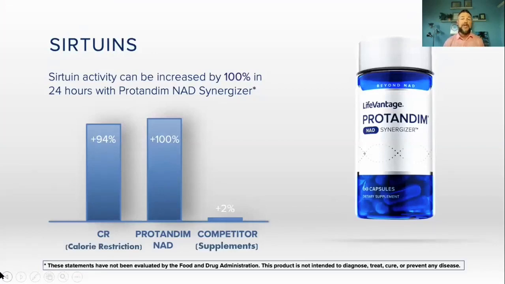Now, you can accomplish a similar thing inside the body by going on what we call a calorie-restricted diet. That's like 800 calories a day. First of all, that's hard to do. Second of all, you're probably not getting all the nutrients you need to maintain a healthy body anyway. So that's not always a good option. And as I mentioned, our competitors, the supplements out there, can only increase the sirtuin activity by 2% with their supplements. And we're doing it through activation with this NAD synergizer.